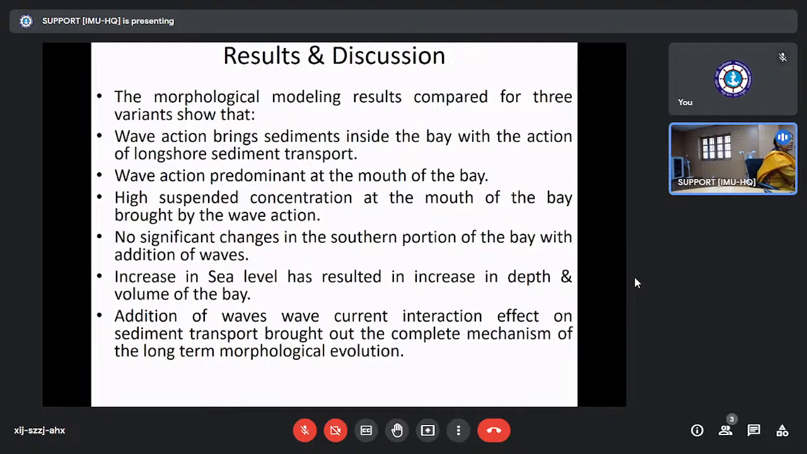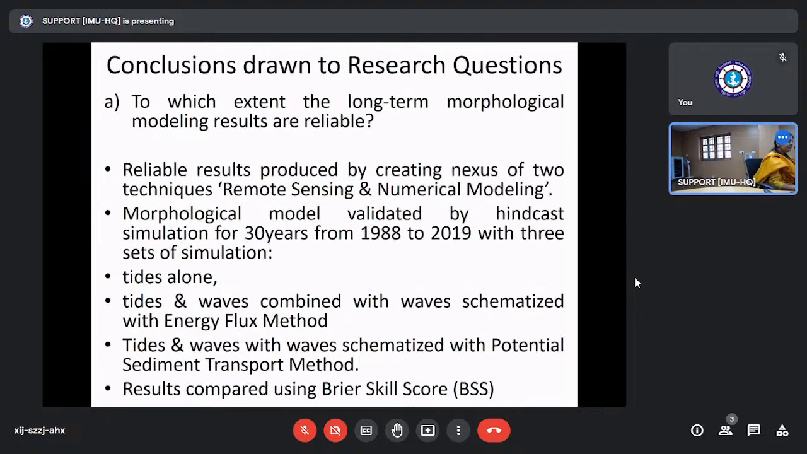No significant changes have occurred at the southern portion of the bay by the addition of waves, and addition of sea level changes in the model has resulted in increase in the depth and volume of the bay, and addition of wave current interaction has effect in bringing out the complete mechanisms of the long-term morphological evolution.